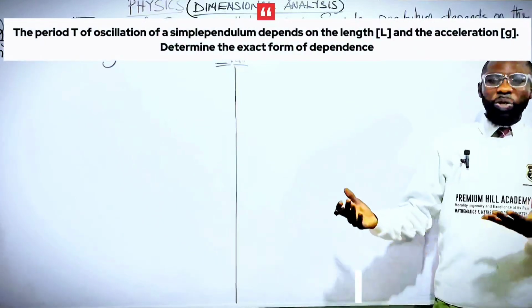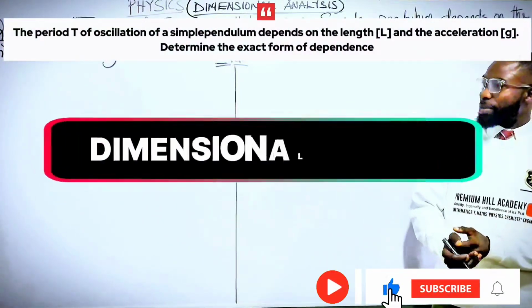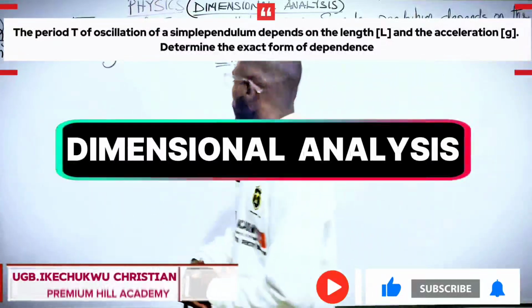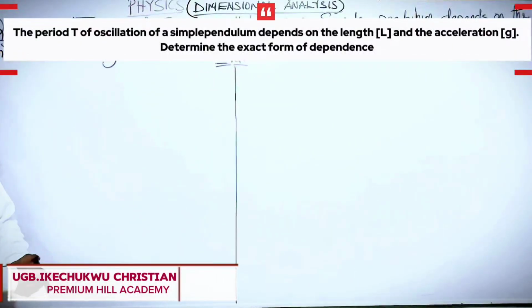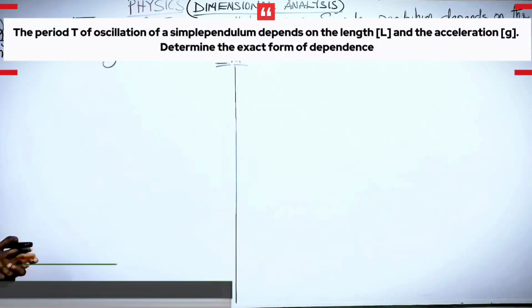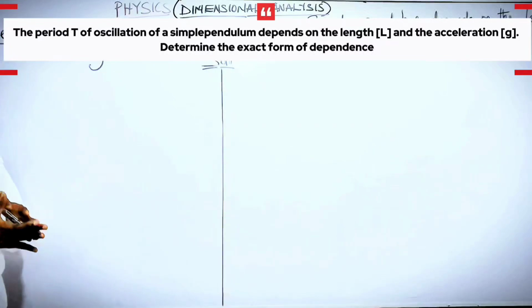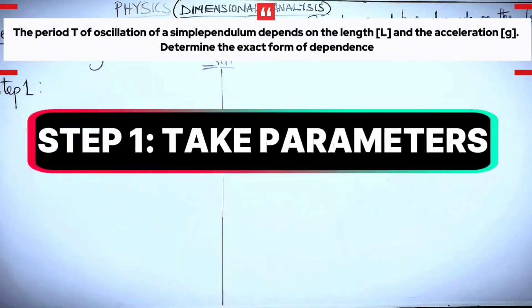So let's look at the question on the board as regards dimensional analysis. It says the period T of oscillation of a simple pendulum depends on the length L and acceleration g, and asks us to determine the exact form of the dependence. I'm going to be showing you the steps on what to do. First of all, let's take the parameters. So step 1 is to take the parameters, right?